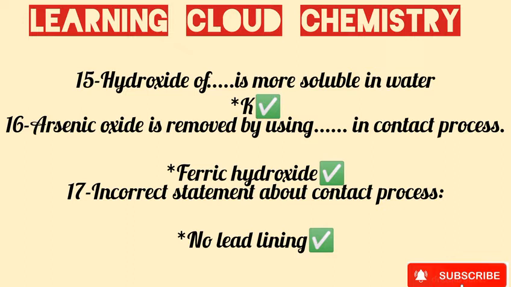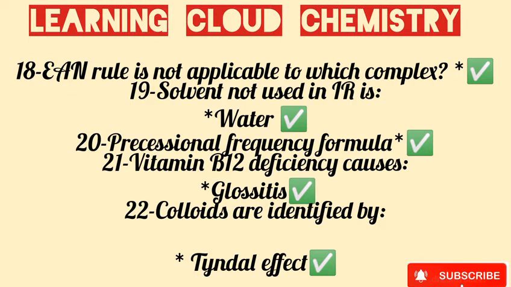Incorrect statement about the contact process: no lead lining is used in the contact process for the manufacturing of sulfuric acid. Then, the EAN rule is applicable to which complex? The EAN rule is not applicable to these complexes. The solvent not used in IR is water.